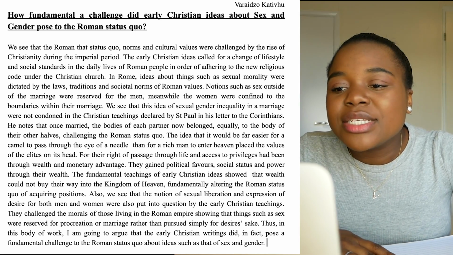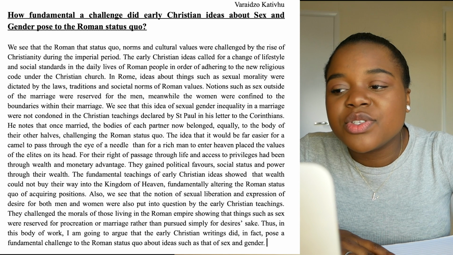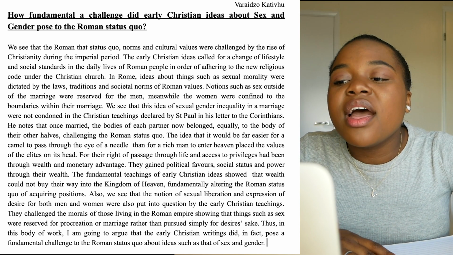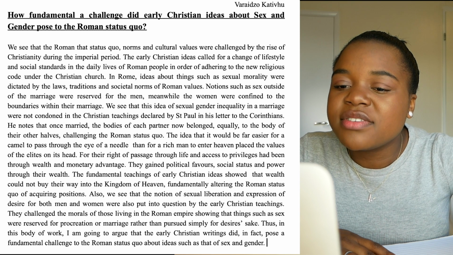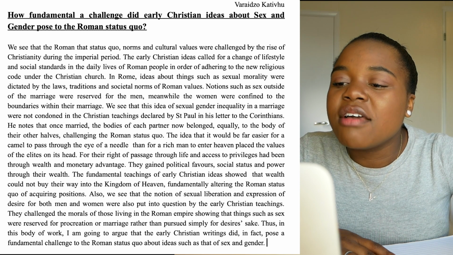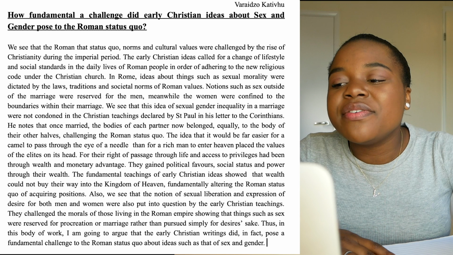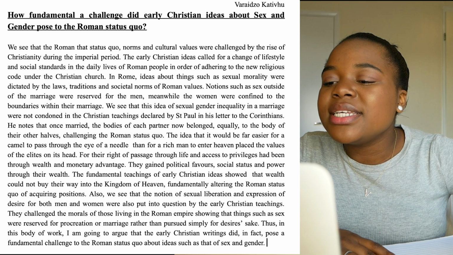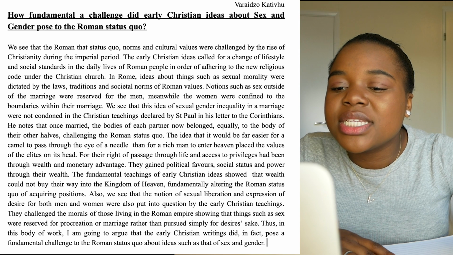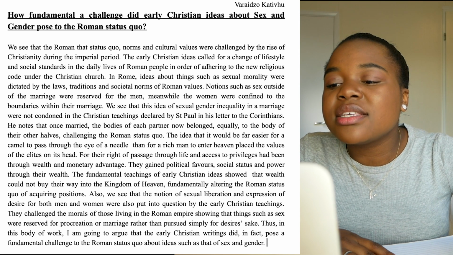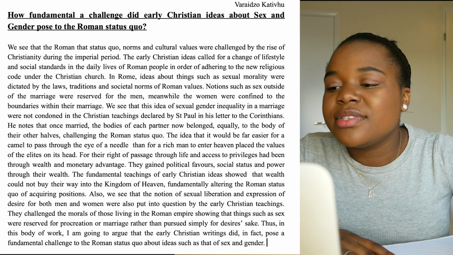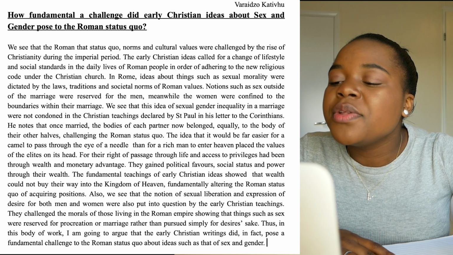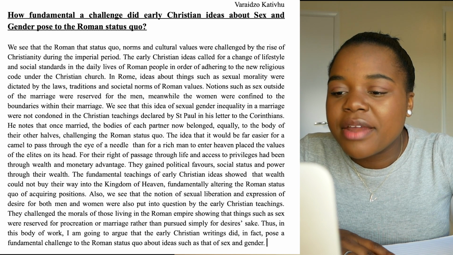We see that the Roman status quo norms and cultural values were challenged by the rise of Christianity during the imperial period. The early Christian ideas called for a change of lifestyle and social standards in the daily lives of Roman people in order to adhere to the new religious code under the Christian Church. In Rome, ideas about things such as sexual morality were dictated by the laws, traditions, and societal norms of Roman values. Notions such as sex outside of marriage were reserved for the men, meanwhile the women were confined to the boundaries within their marriage.